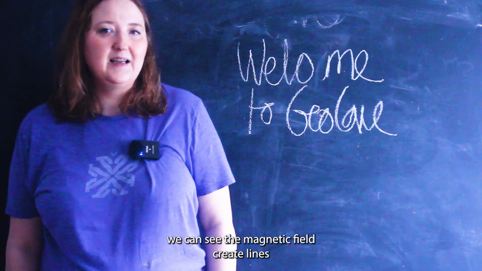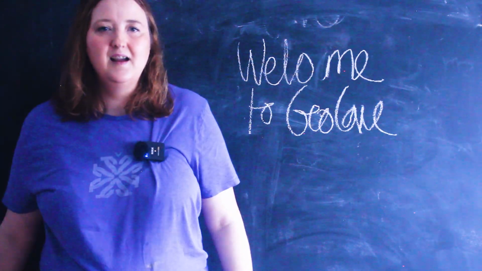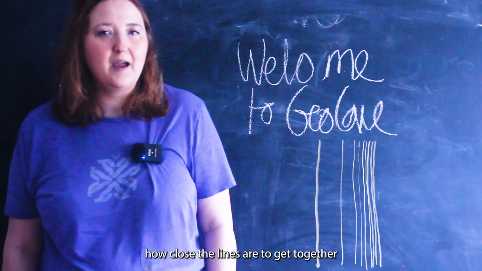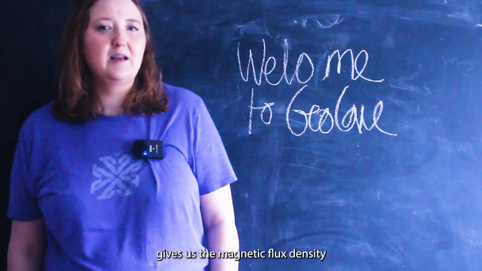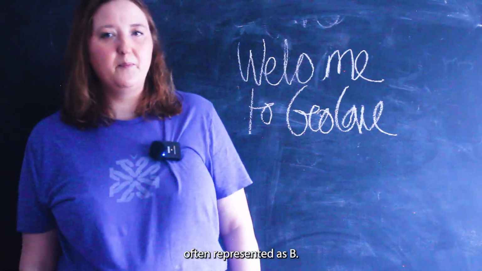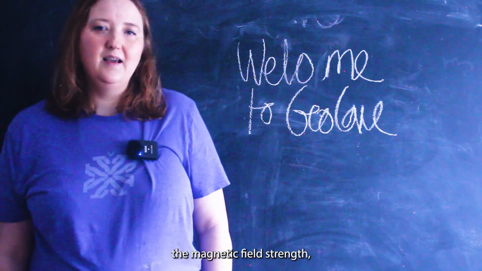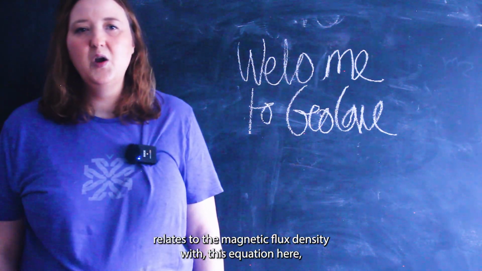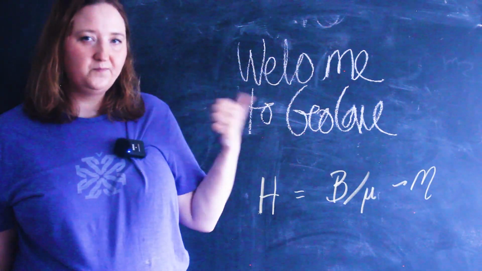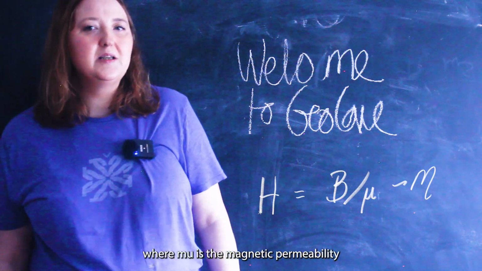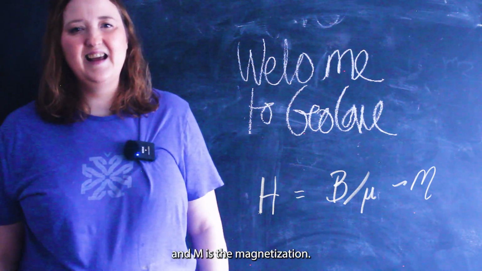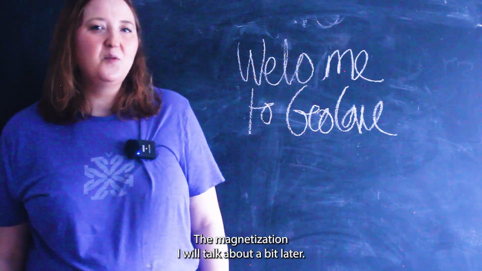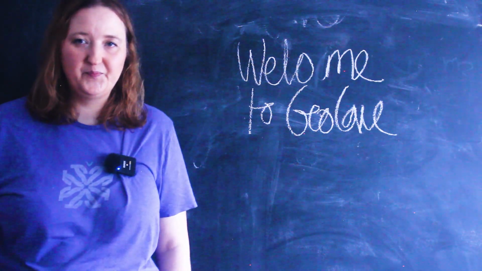We can see the magnetic field create lines, and the density, or how close the lines are together, gives us the magnetic flux density, often represented as B. The magnetic field strength relates to the magnetic flux density with this equation here, where mu is the magnetic permeability and M is the magnetization. The magnetization I will talk about a bit later.